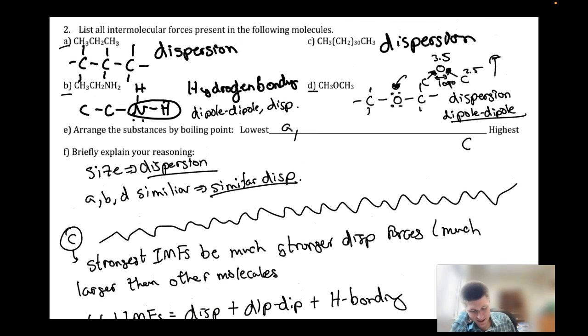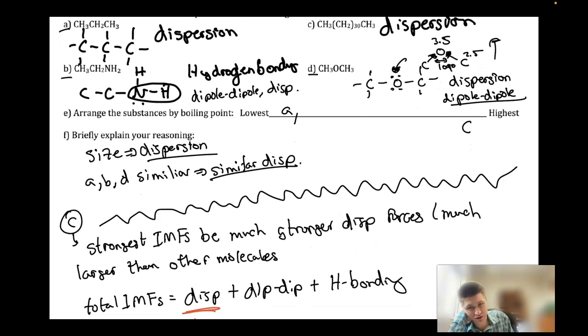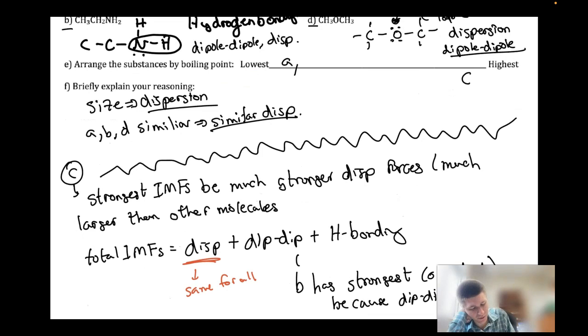Now, if I look at the next ones here, between B and D, D has dispersion and dipole forces. So that explains why D is going to have a higher boiling point than A, because it has extra dipole-dipole forces. But B will have the same dispersion forces, very similar dipole-dipole forces as D, but it's also going to have these extra hydrogen bonding forces. So that's going to put B at the highest boiling point of those three, and D somewhere in the middle here. So A, D, B, C is going to be our ordering.